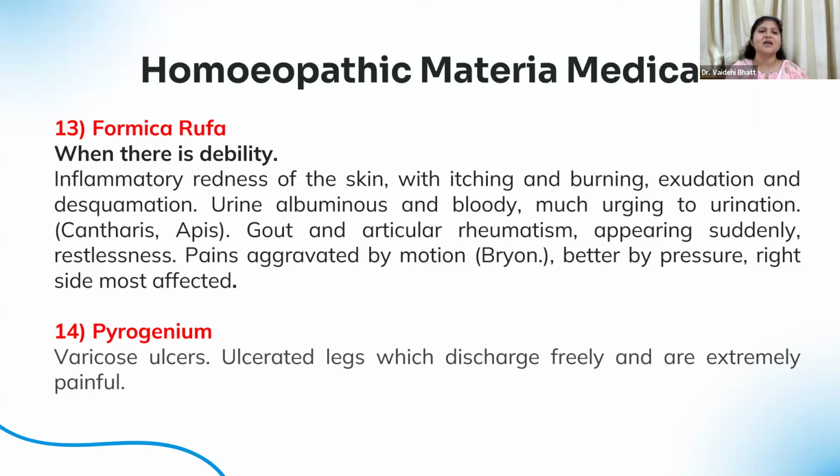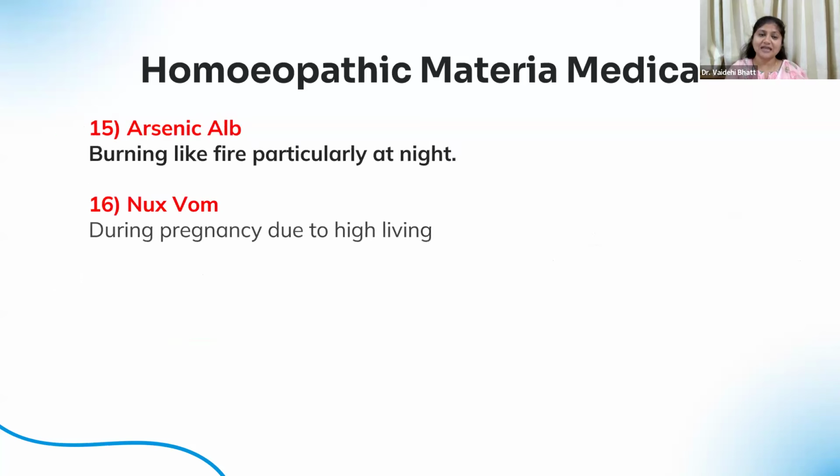the right side. Then Pyrogenium is indicated for varicose ulcer, fevers, deep vein thrombosis, ulcerated legs, which discharge freely, offensively, and are extremely painful. Then Arsenicum album, it occurs in an elderly individual with severe burning pain, which is aggravated especially at night. Then Nux vomica can be indicated during pregnancy due to high living.